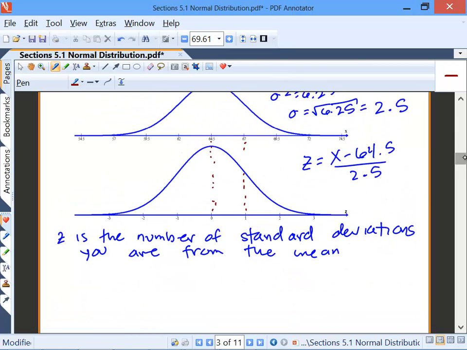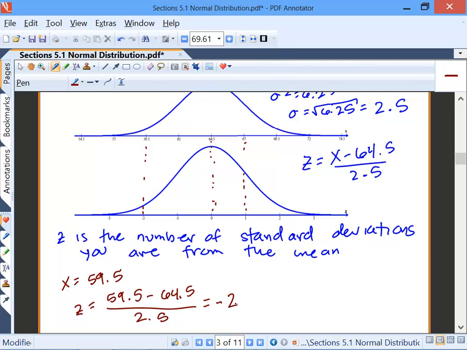Okay, so let's do a specific value. Let's say x equals 59.5. If I want to find my specific z value, I'm going to do x minus my mean of 64.5 divided by my standard deviation. When you put it in your calculator, you are going to get negative 2 because you are 2 standard deviations below the mean.